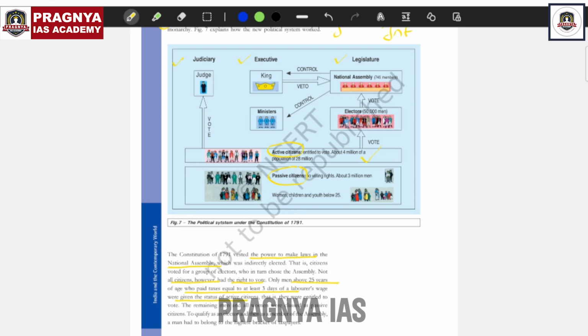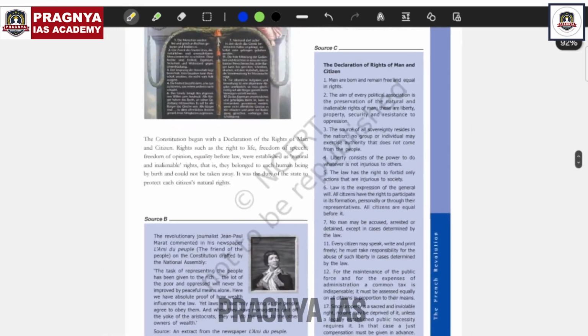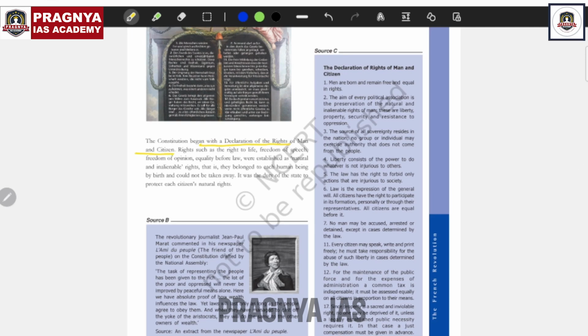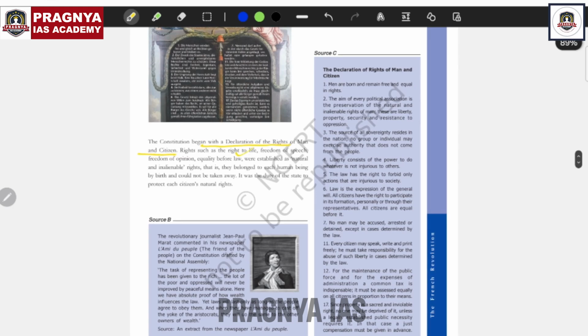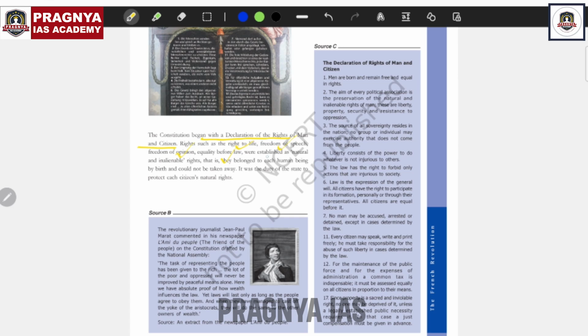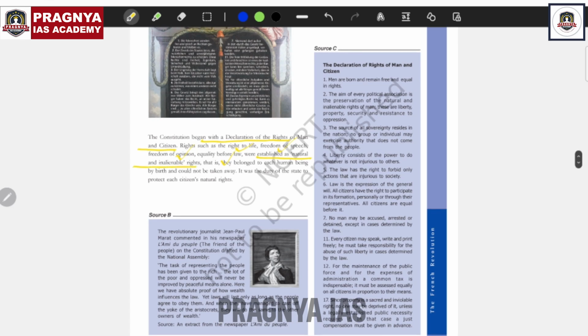Interestingly, to qualify as an elector and then as a member of the assembly, a man had to belong to the highest brackets of taxpayers. Then only was he eligible. The Constitution began with the Declaration of the Rights of Man and Citizen. Rights such as the right to life, freedom of speech, freedom of opinion, and equality before law were established as natural and inalienable rights.